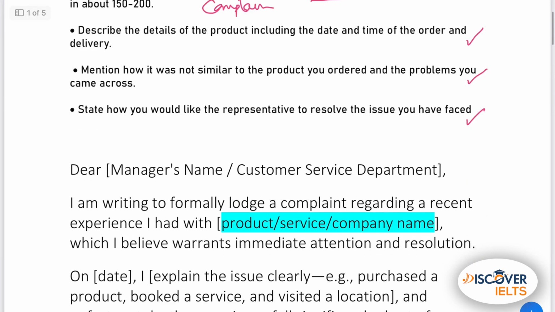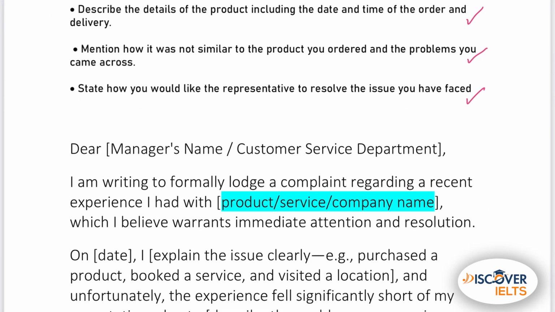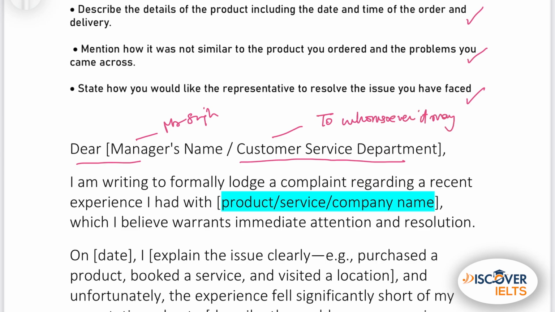First of all, we have to start with the name of the person and you have to give a formal greeting. If you know the name of the person, then we can use the name like Dear Mr. Singh, Dear Mr. James. Or if not, at that time you can use customer service department or another phrase we can use, that is To Whomsoever It May Concern. So again, this is a formal greeting, right?